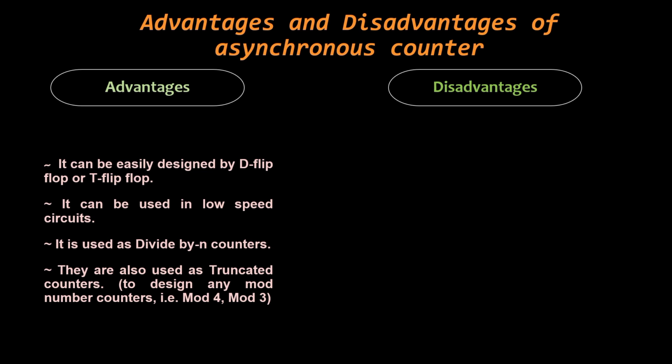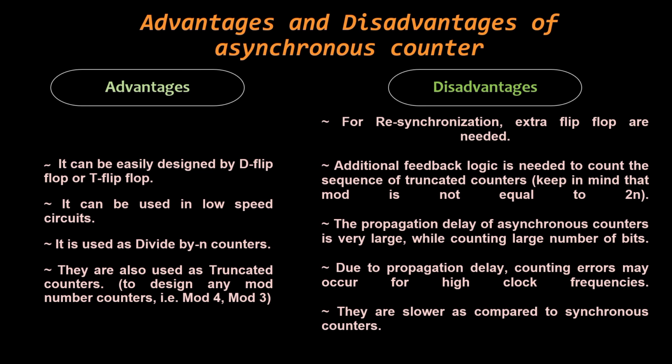Next, for disadvantages, for resynchronization, extra flip-flops are needed. Additional feedback logic is needed to count the sequence of truncated counters. Keep in mind that this applies when mod is not equal to 2^n. The propagation delay of asynchronous counters is very large while counting a large number of bits. Due to propagation delay, counting errors may occur for high clock frequencies. They are slower as compared to synchronous counters.